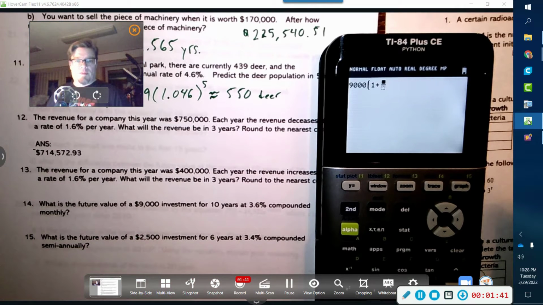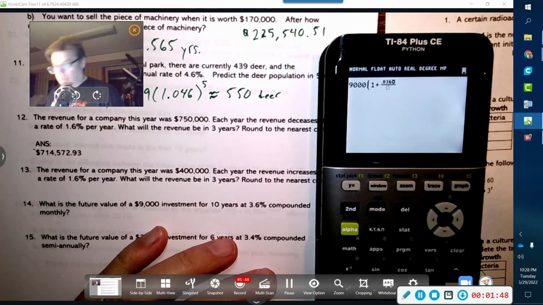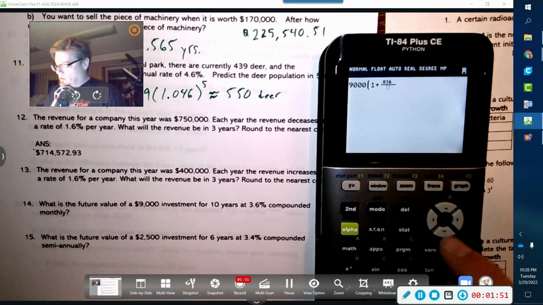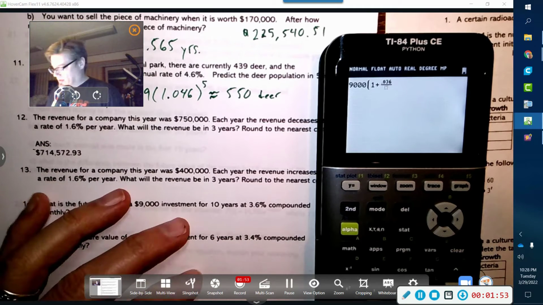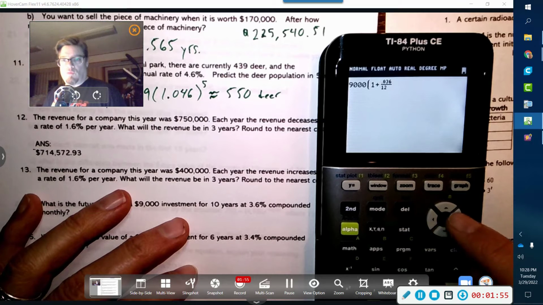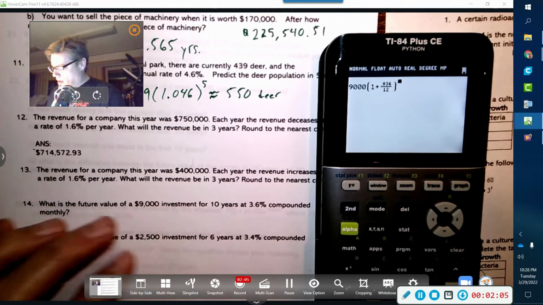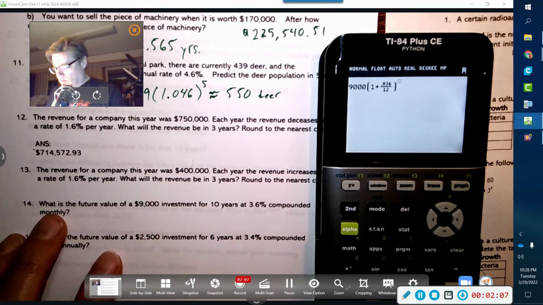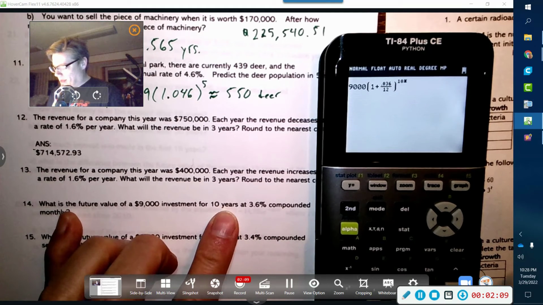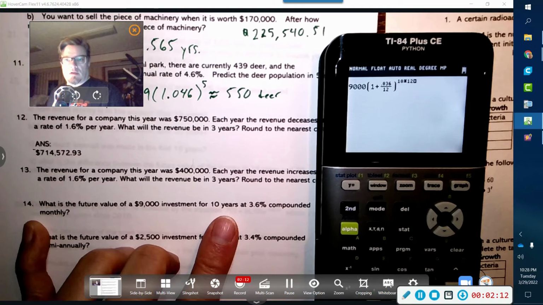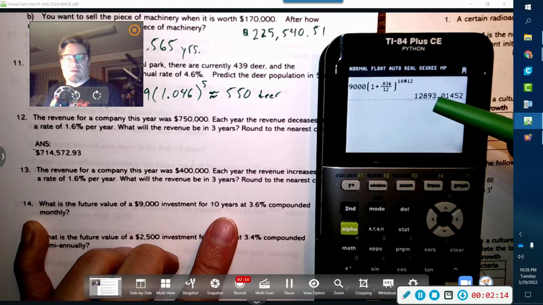So remember that you are going to increase by 0.036, but you're going to carve that up into months. You have to split that rate into 12 months per year, and we're going to raise that to the number of years. Just remember, it's 10 years, but you're doing that at 12 times each year. Okay, so there's our final answer.